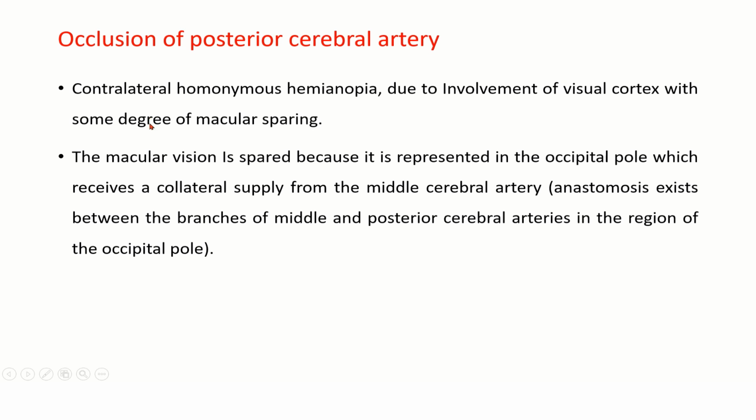Posterior cerebral artery occlusion again results in contralateral homonymous hemianopia due to involvement of visual cortex with some degree of macular sparing. The macular vision is spared because it is represented in the occipital pole, which receives a collateral supply from the middle cerebral artery. Anastomosis exists between branches of the middle and posterior cerebral arteries in the region of the occipital pole.